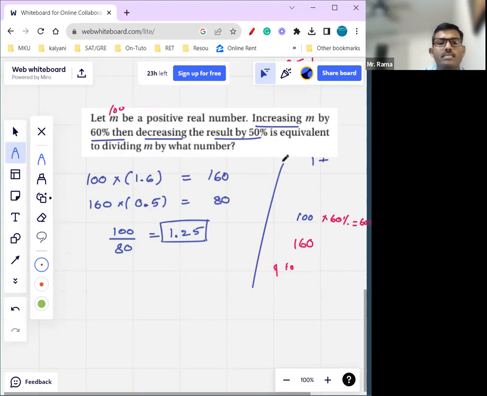Now this 80 is equivalent to M dividing by what number? So M dividing by 80, that's basically 1.25. M divided by 1.25 will get you 80. Does that make sense, everybody? So that's what it means. Okay, good. Thank you, guys.